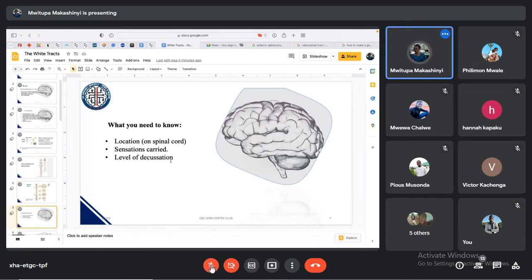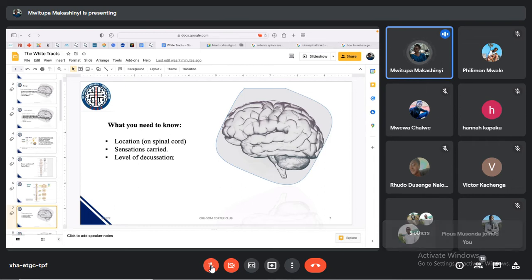Sorry. Yes, here. You can see there's quite a distinction, whereas here it's mostly rounded. All right, so next slide. What do you need to know about the White Tracts? So firstly, you need to know the location on the spinal cord. Where is the tract located? And then you need to know which sensation is carried by that tract.